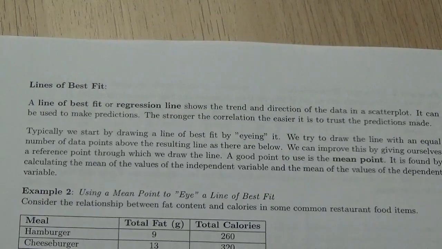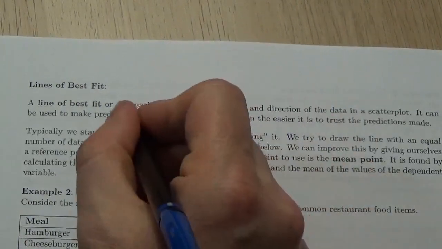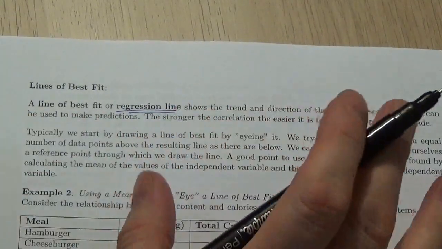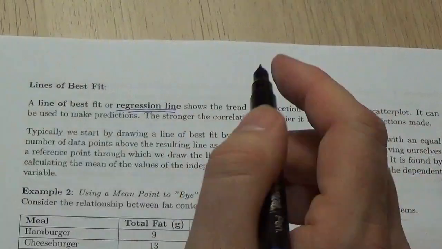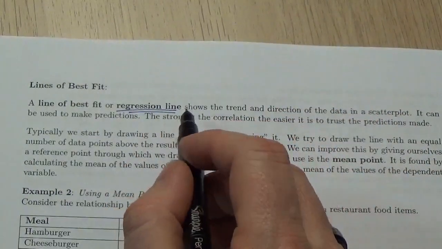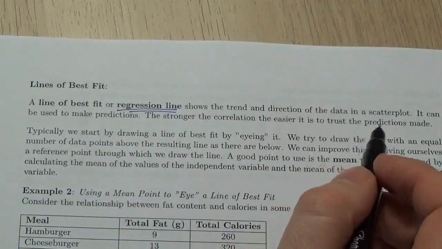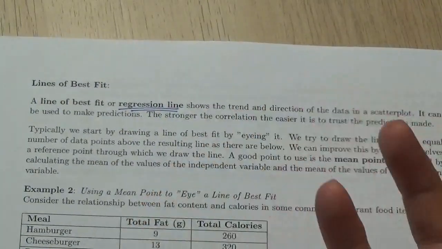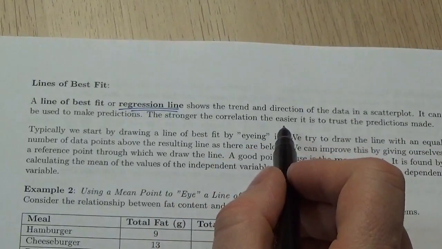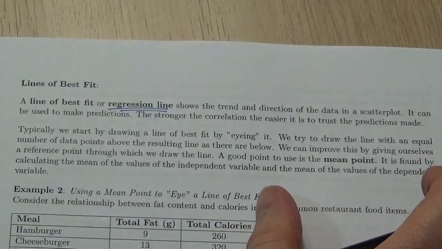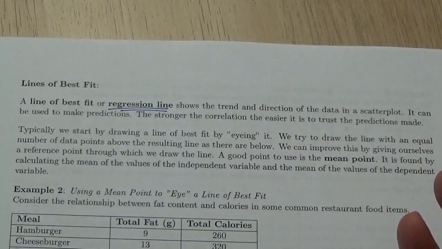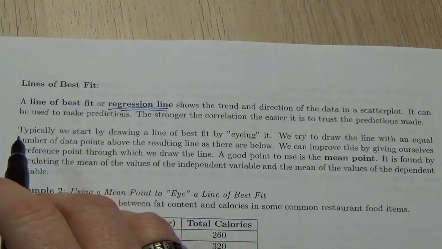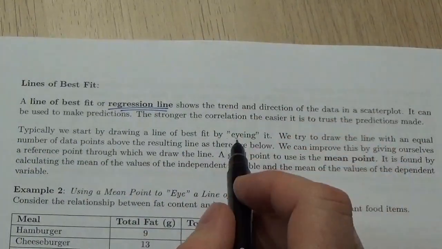Now we want to talk about the line of best fit, which is also called a regression line. So when you see that expression used, the regression line, that's all they're talking about, the line of best fit. So don't get thrown off by that. It basically shows the trend and direction of the data in the scatter plot, and then we use that to make predictions. As you can probably guess at this point, the stronger the correlation in the data, the easier it is to not only make that line of best fit, but then to trust that the predictions you're making are going to be accurate.